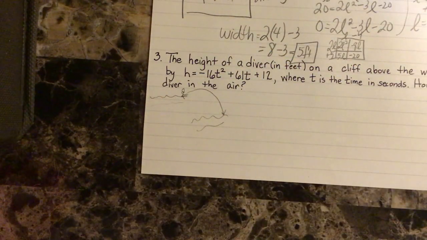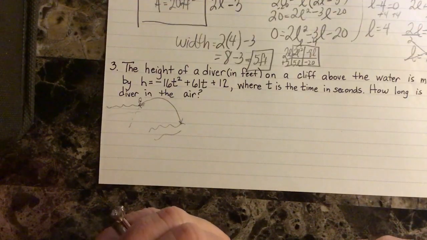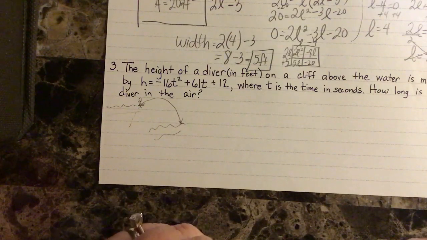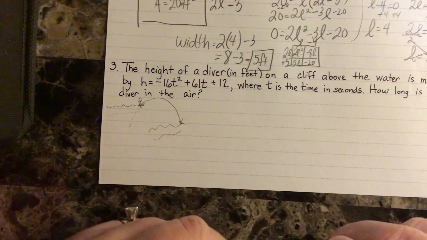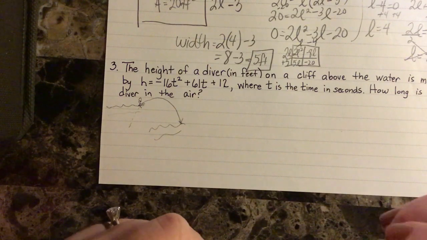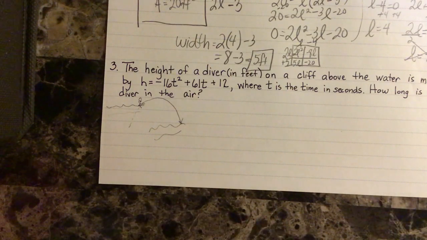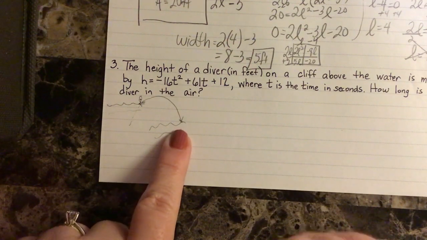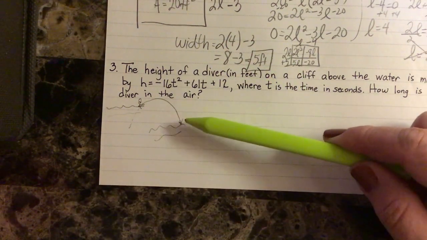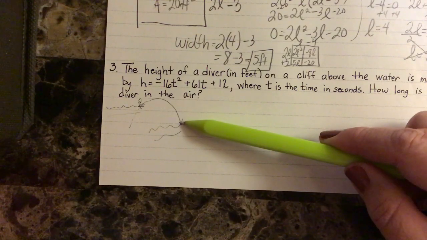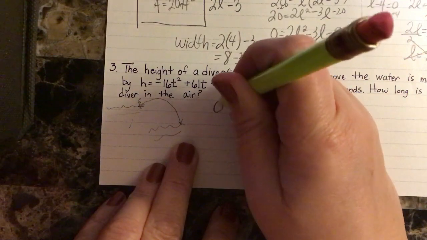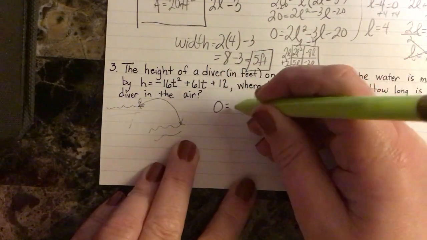Here's my equation. And it says, how long is the diver in the air? How high out of the water is a diver when he hits the water? How many feet? That's what I always ask. And some people look at me like I'm crazy, and some people get it. Some people get how to do it. Hopefully you thought in your mind 0 feet, and they are 0 feet above the water. Okay, so that means I'm going to replace H with 0.